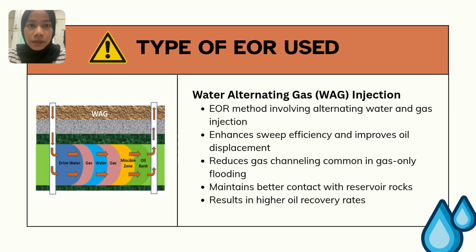So lastly is water alternating gas, or WAG, injection, which is an enhanced oil recovery technique where water and gas are injected into the reservoir in alternating cycles. This method is designed to improve sweep efficiency and reduce the risk of gas channeling, which is a common issue in gas flooding operations. By alternating the injection of water and gas, WAG creates a more stable displacement front, helping to push oil uniformly through the reservoir.